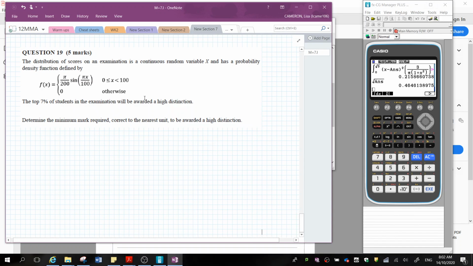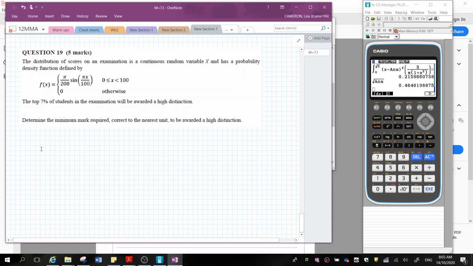Okay, question 19. The distribution of scores on an examination is a continuous random variable x and has the probability density function defined by this between 0 to 100. The top 7% of students in the examination will be awarded a high distinction. Determine the minimum mark required, correct to the nearest unit, to be awarded a high distinction.